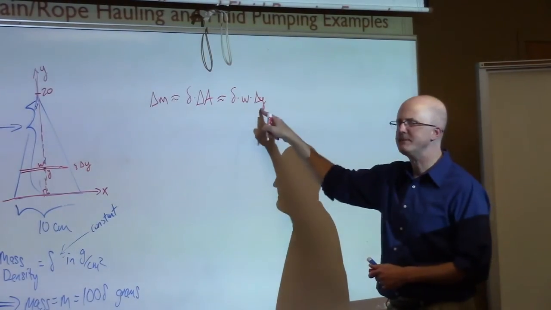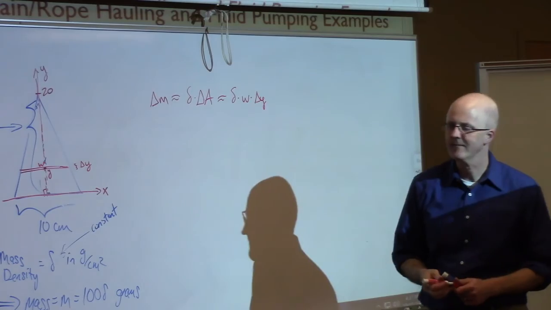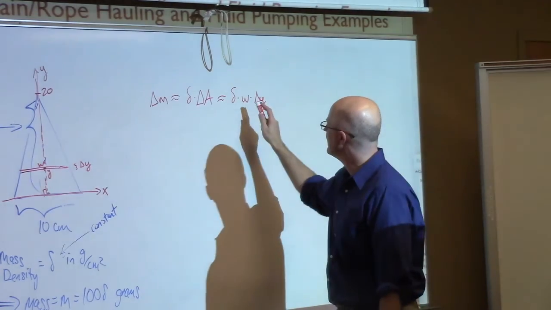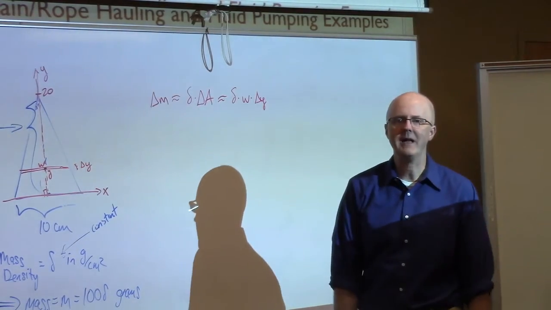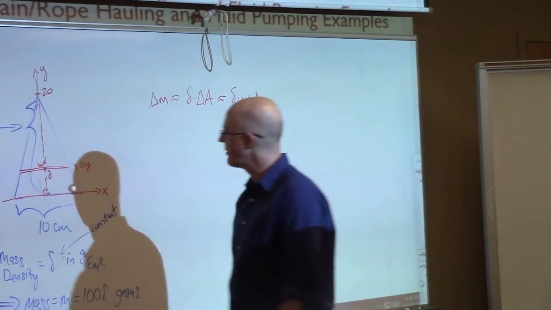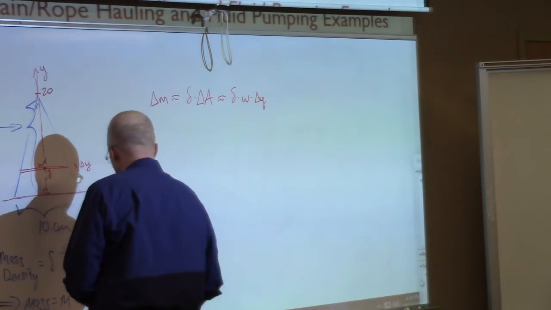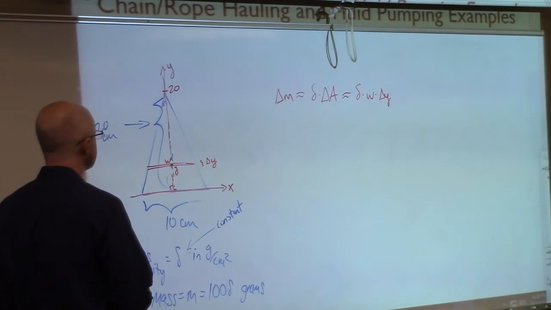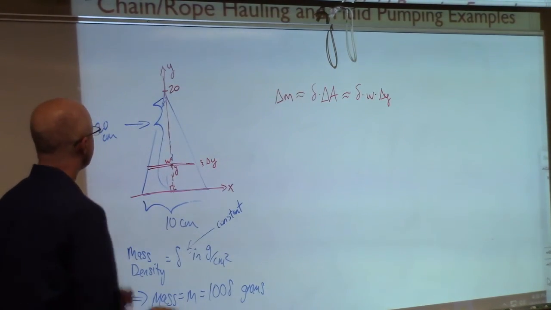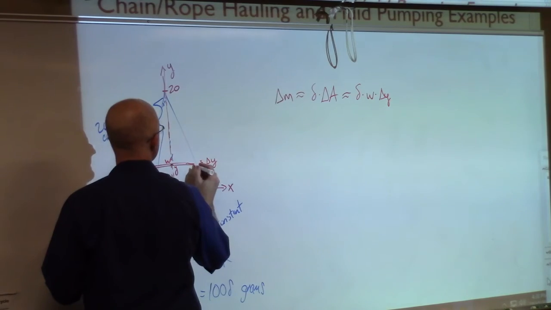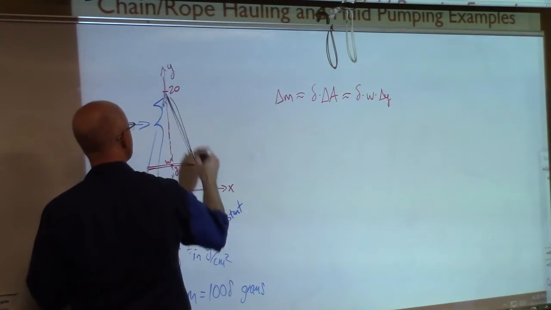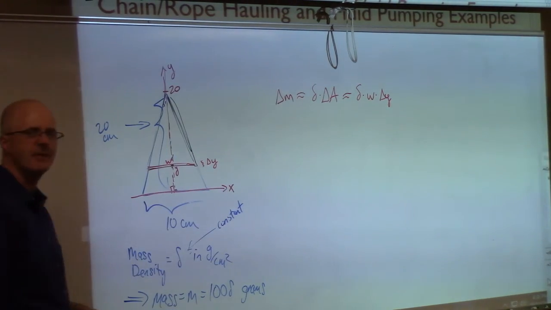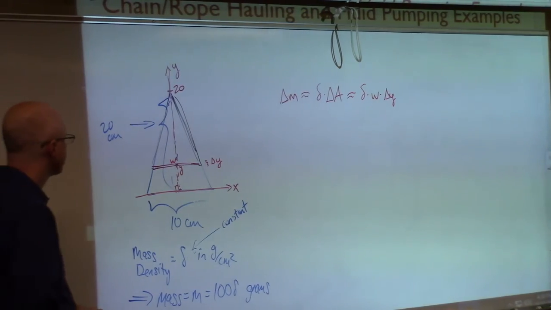Ultimately indicating we must be doing an integral with respect to y, so I better figure out how w depends on y. There's two approaches you could take. The book focuses on the similar triangles approach. The big triangle here is similar to this subtriangle. The angles are all congruent.